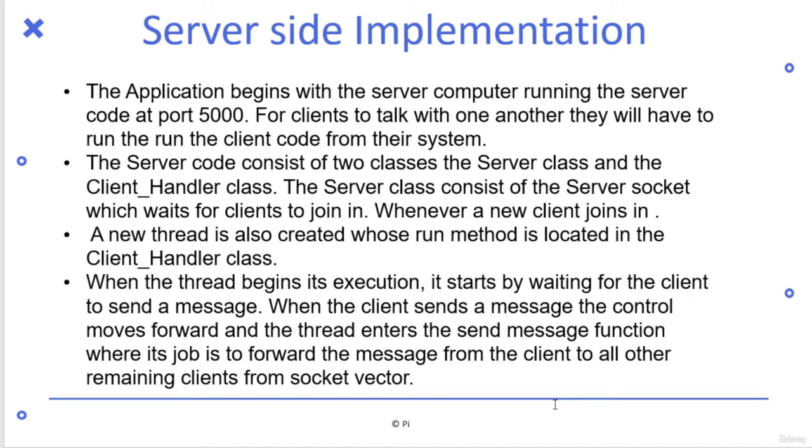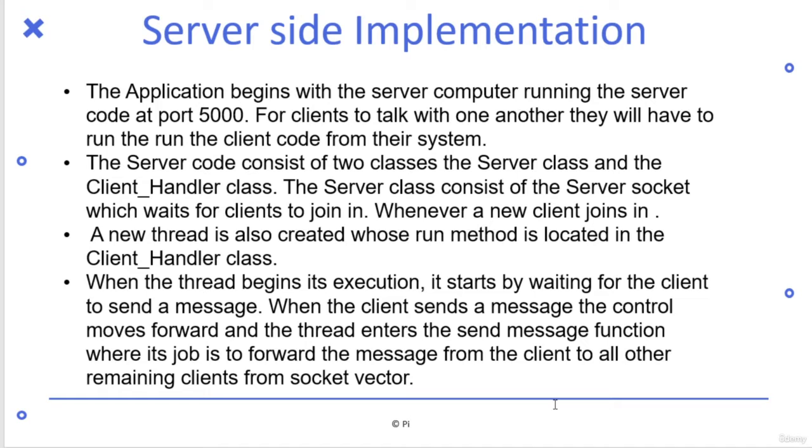That's it. The server code consists of two classes, the server class and the client handler class. I gave the names differently in that code, but the main thing is client handling. The server class consists of a server socket, which waits for clients to join. Whenever a new client joins, it creates a thread for that purpose, and you can use the run method to allocate the server part, broadcasting part, each and everything in the client handler class.